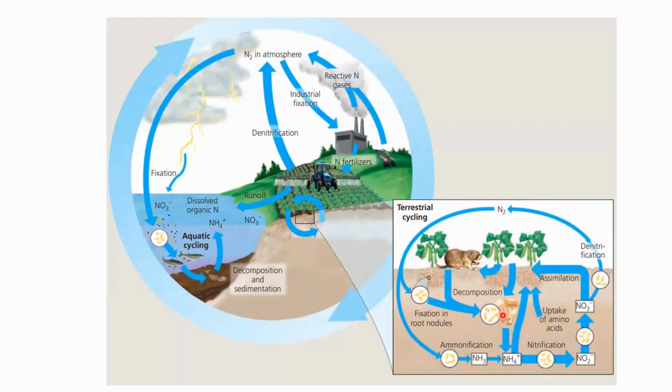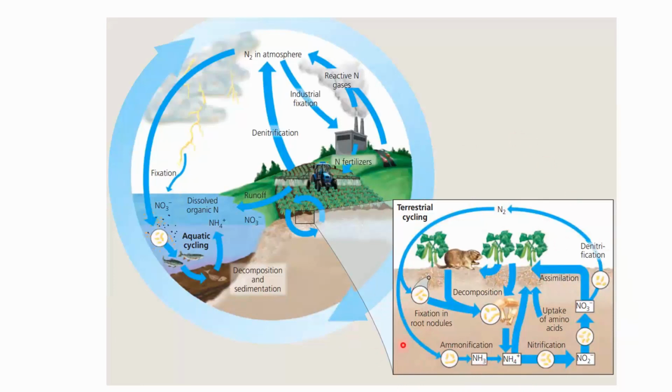Then by the process of decomposition, ammonium is again released back into the soil and can be taken up again by the plants. Or it may happen that the process of denitrification takes place, where the nitrate is converted back into atmospheric nitrogen, thereby releasing nitrogen back into the atmosphere. So this is how terrestrial cycling takes place.